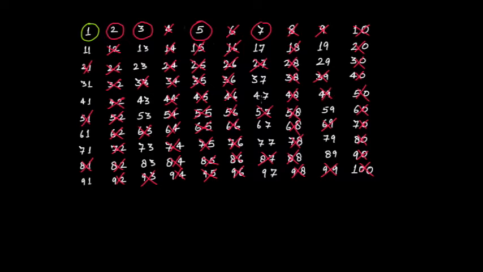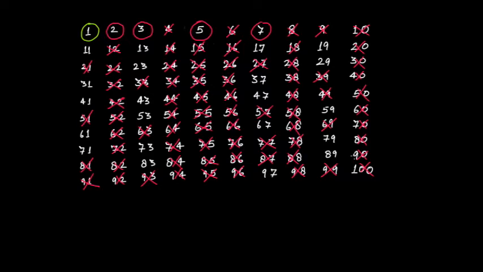49 plus 7 is 56, gone. 56 plus 7 is 63, gone. 63 plus 7 is 70, gone. 70 plus 7 is 77, put a cross on it. 77 plus 7 is 84, gone. 84 plus 7 is 91, put a cross on it. And 91 plus 7 is 98, which is gone.